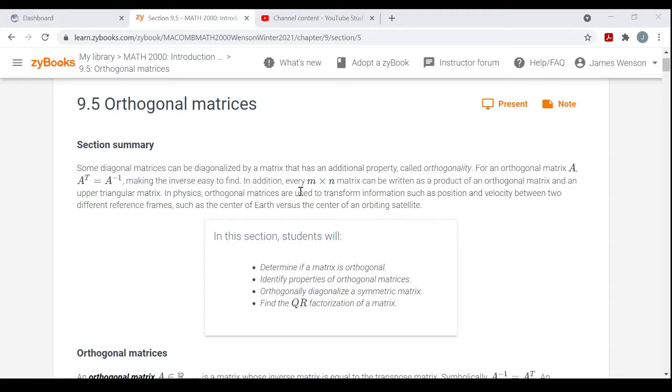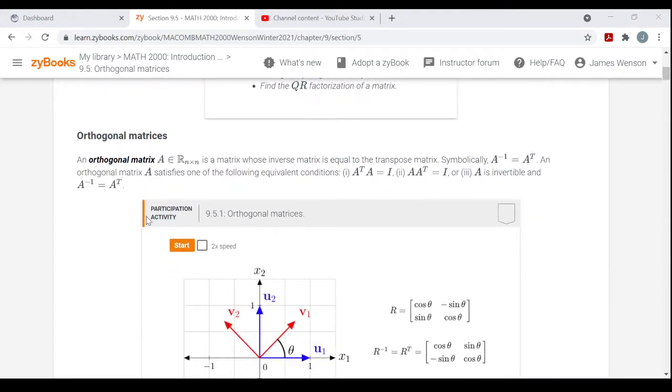In addition, every m by n matrix can be written as a product of an orthogonal matrix and an upper triangular matrix. You're going to see this is called the QR factorization of a matrix, one of the objectives here, at the very end of the section. In physics, orthogonal matrices are used to transform information such as position and velocity between two different reference frames, such as the center of the Earth versus the center of an orbiting satellite. Again, we're not going to get into any of the physics problems, just explaining that they're useful.